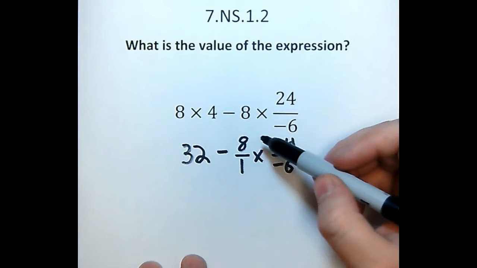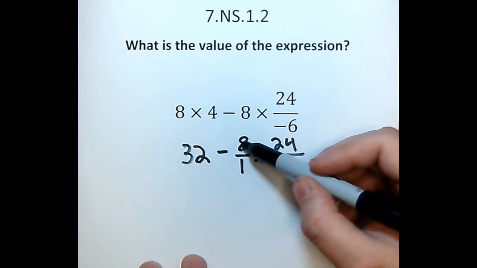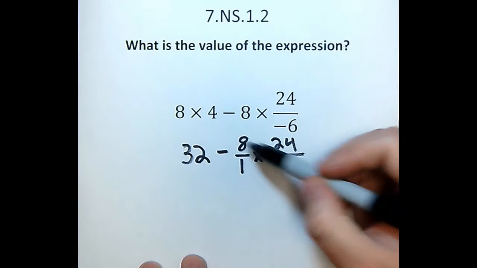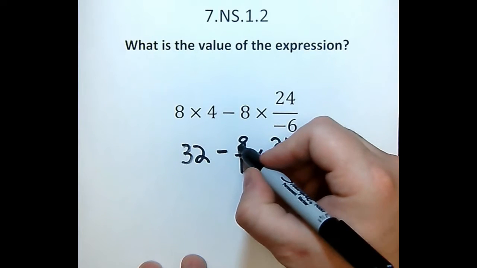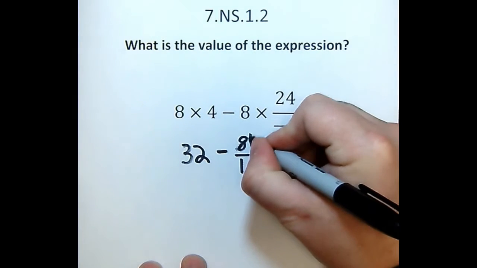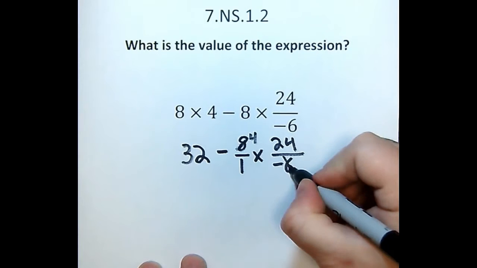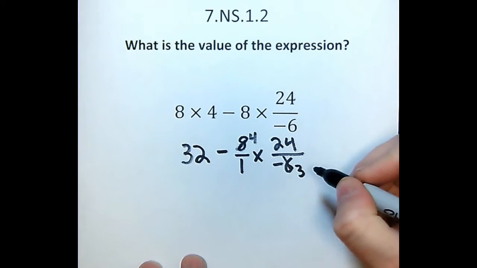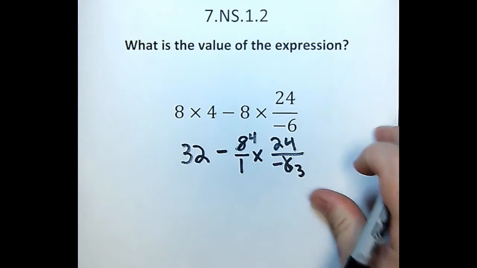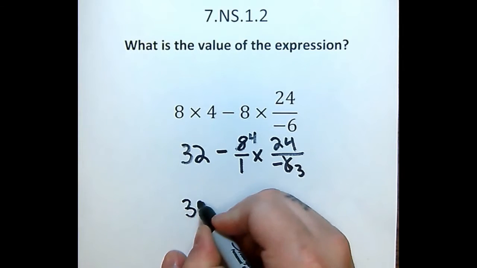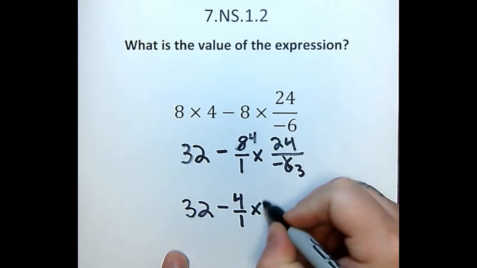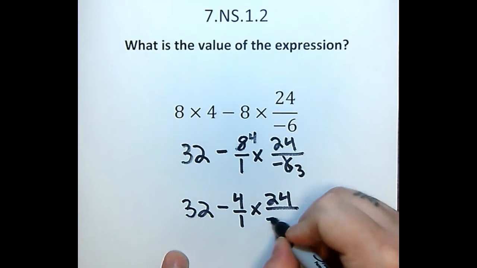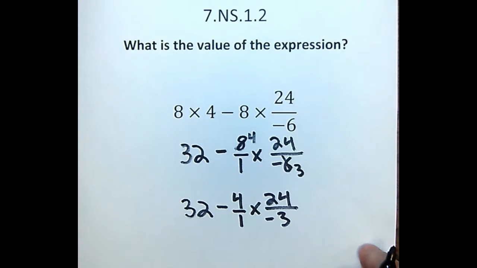So I know a common factor of 8 and 6, or the greatest common factor of 8 and 6, would be 2. So I could divide 8 by 2 and change this to a 4, and negative 6 by 2 and change this to a negative 3. So now I can rewrite this as 32 minus 4 over 1 times 24 over a negative 3.